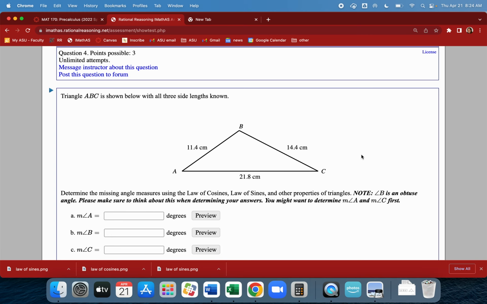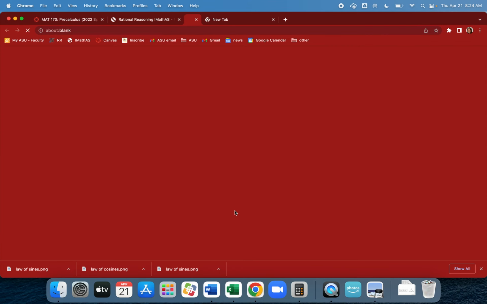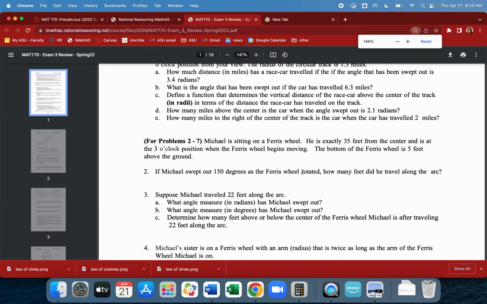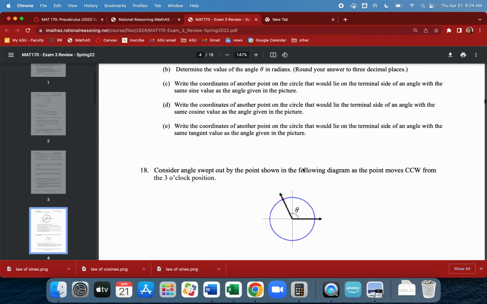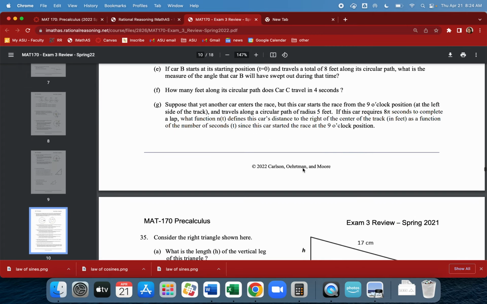So let's talk about test stuff then. Let me go back to the main page here. There are a ton of questions on here. I did want to point out at the end, where does this start?